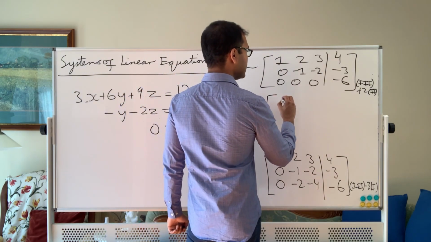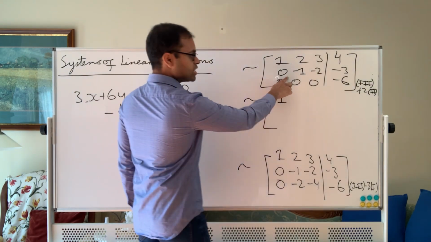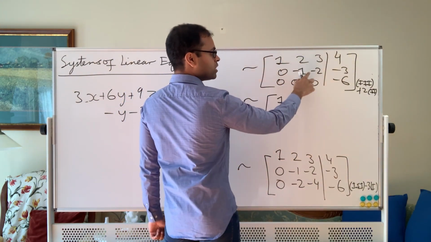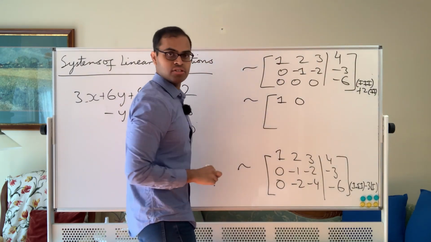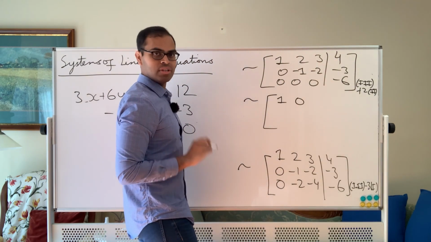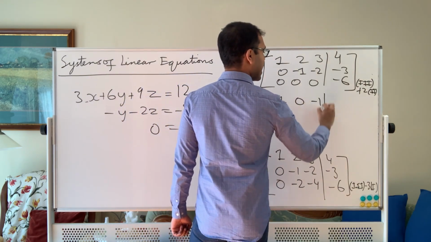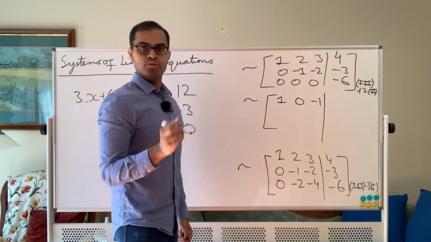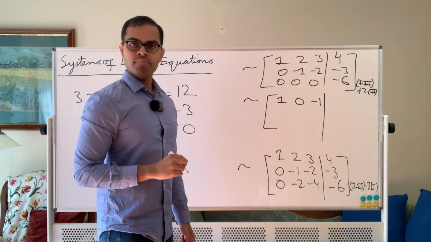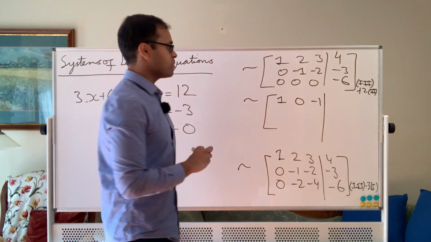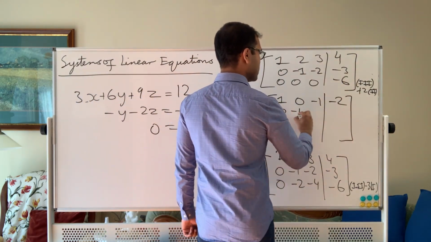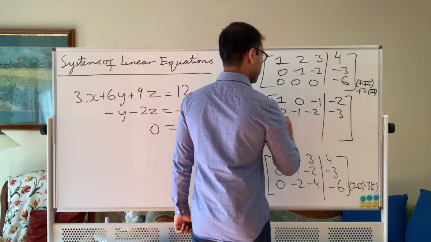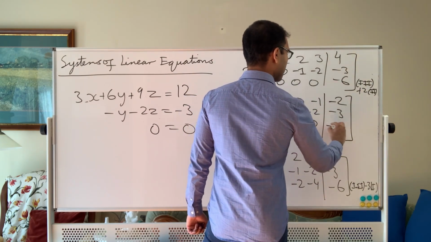So what we're going to get is 1 plus 2 times 0, 2 plus 2 times minus 1, which is 0, and 3 plus 2 times minus 2, which is 3 minus 4, which is minus 1. And then we're going to get 4 plus 2 times minus 3, which is 4 minus 6, which is minus 2. Okay, so we're going to get this system here, and we're going to get 0, minus 1, minus 2, minus 3, and we're going to get 0, 0, 0 here, minus 6.